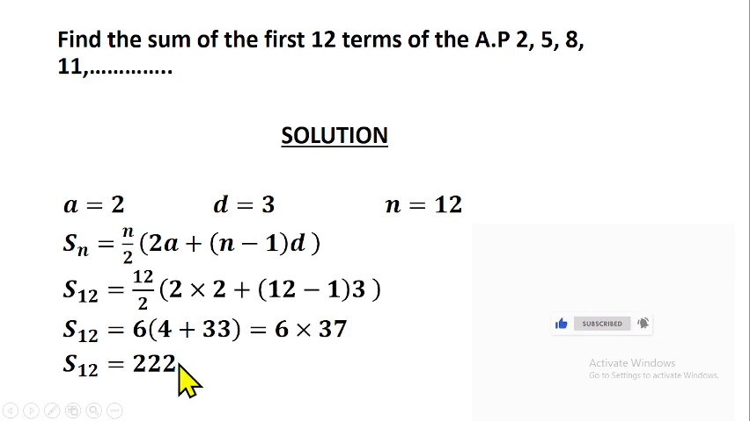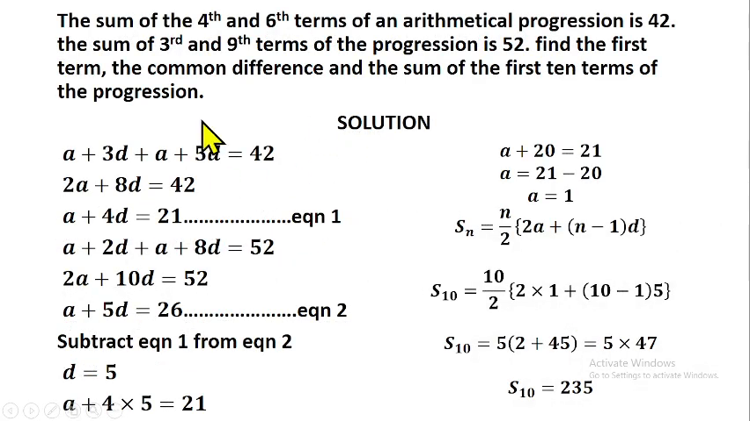Do we understand that interpretation? When you continue this sequence 2, 5, 8, 11, and you continue to list the sequence to the 12th term, when you now add all these numbers together, then you are going to get 222 as your answer. Do we understand that? So let's see another question.